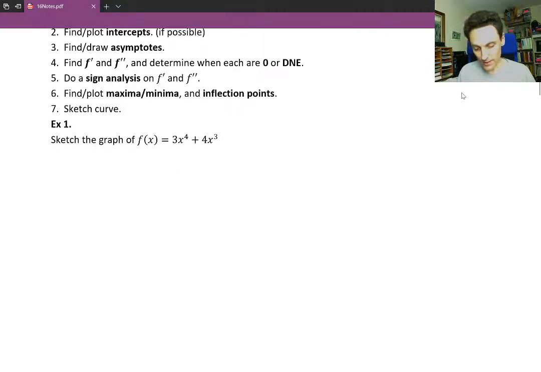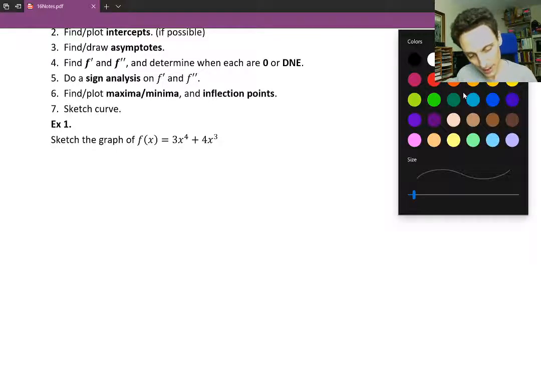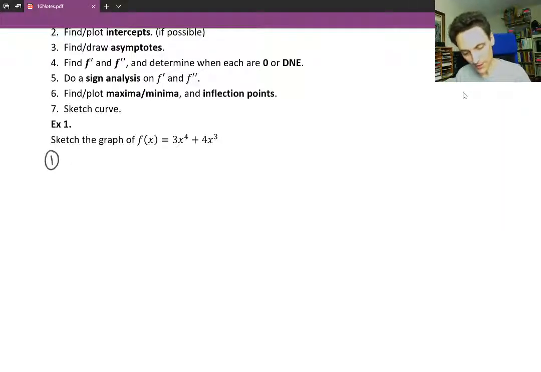So first we're asked to sketch the graph of f of x equals 3x to the 4th plus 4x cubed. Our first job is going to be to find the domain of the function. And here it's a polynomial, so nothing can really go wrong when plugging in x values. So our domain is going to be all real numbers, which we can write as negative infinity to infinity, or just write out all real numbers, or you can write the script R if you want to. Any way you like to write the domain is fine.